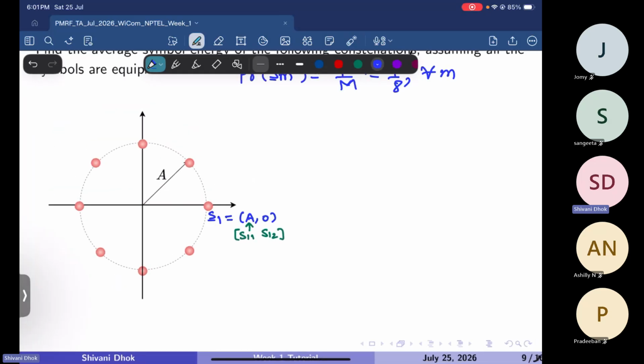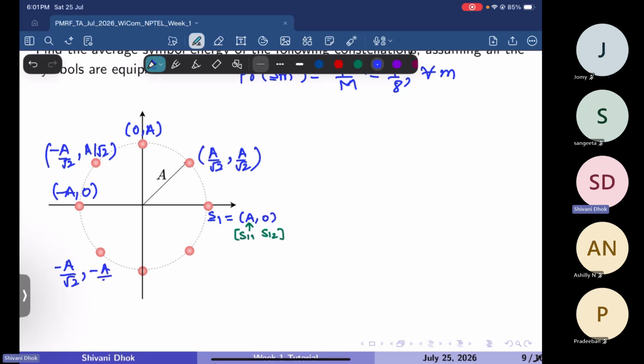Similarly, this particular thing is a by root 2 comma a by root 2. Then you have 0 comma a, you have minus a by root 2 comma a by root 2. Then you have minus a comma 0. Then you have minus a by root 2 comma minus a by root 2. Then here you have 0 comma minus a, and here you will have a by root 2 comma minus a by root 2. So you have different SMs here.